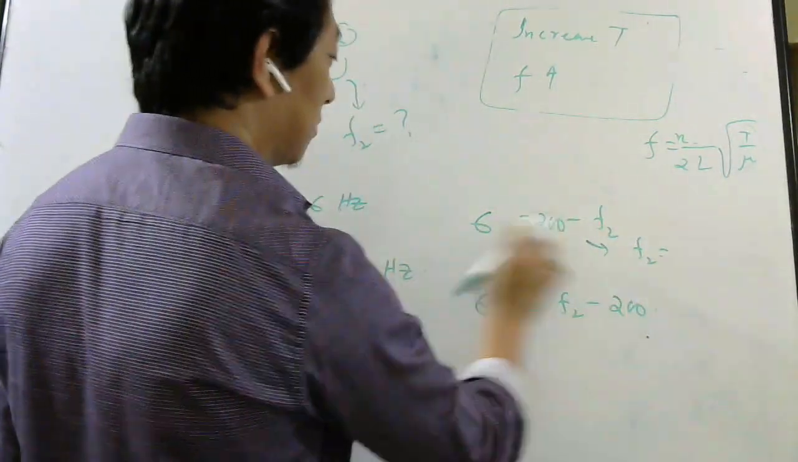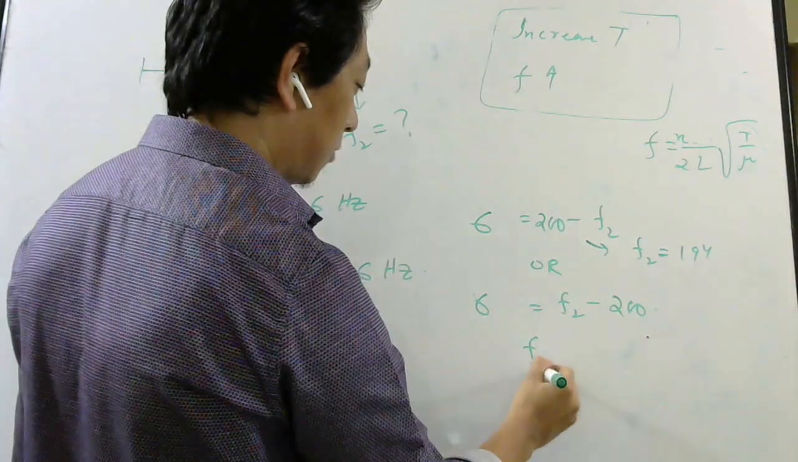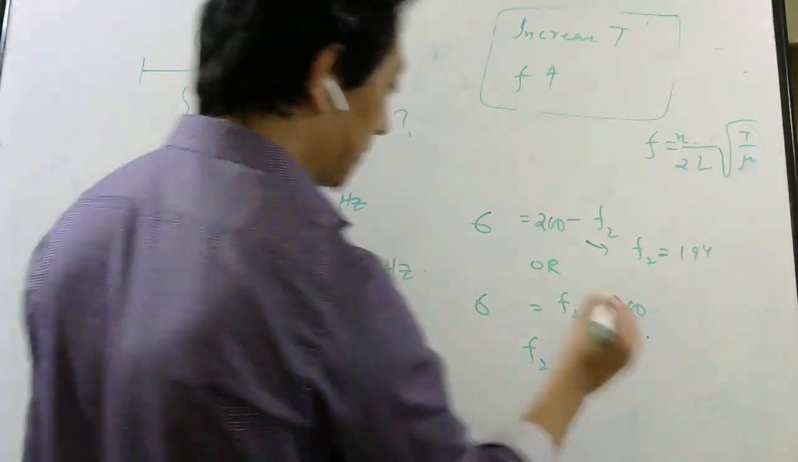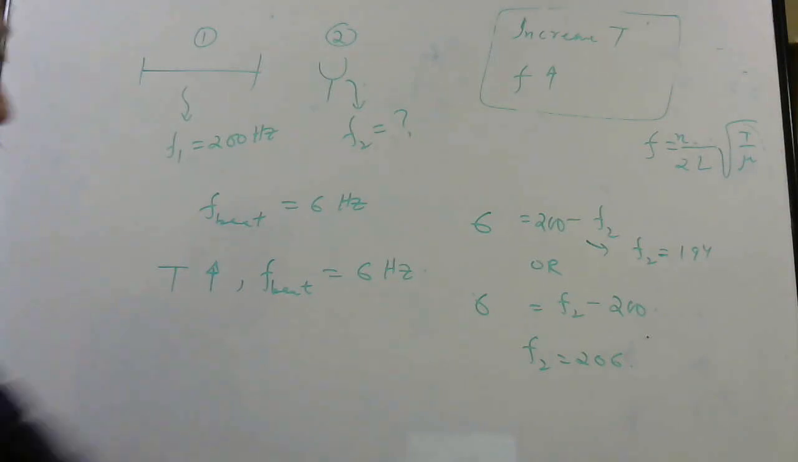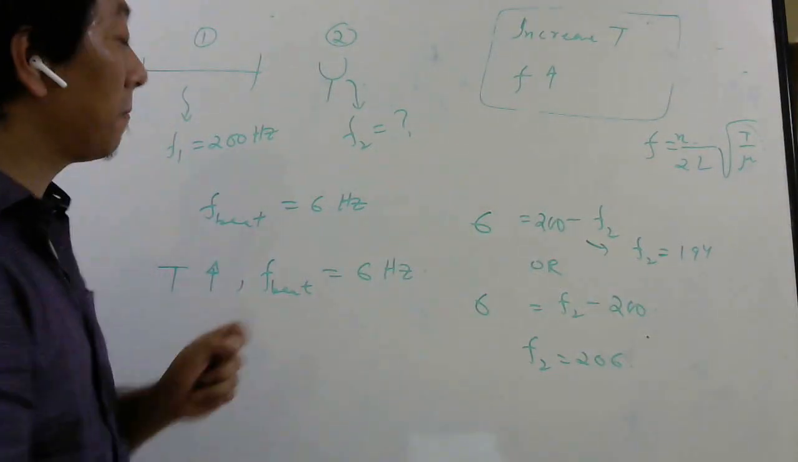This will come here, this will come here, so it will become 194. And here F2 will be 206. Right? So, which is the right option? Only one can be right, right? In hertz, okay? I am not writing the units.